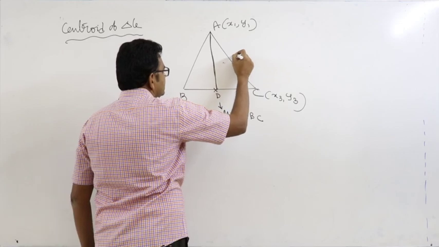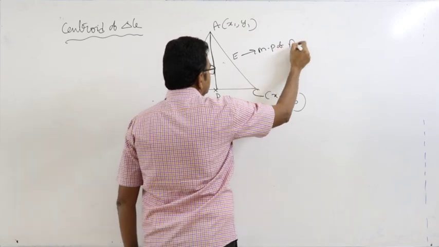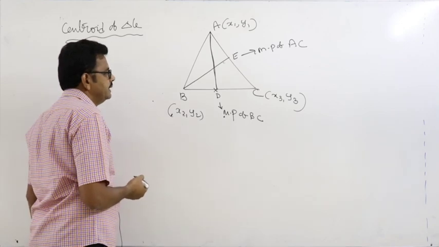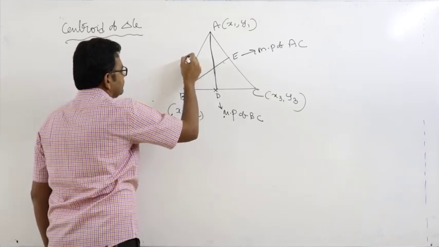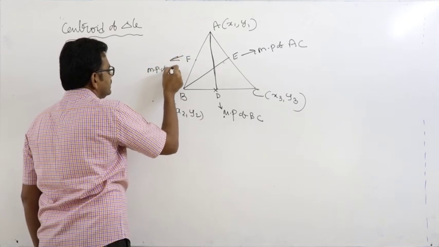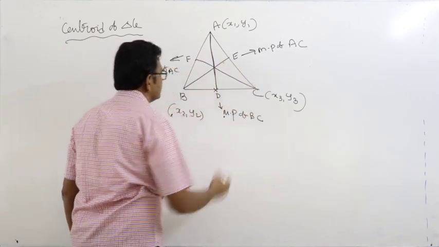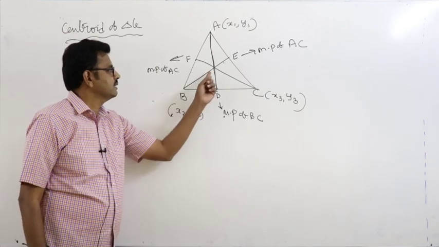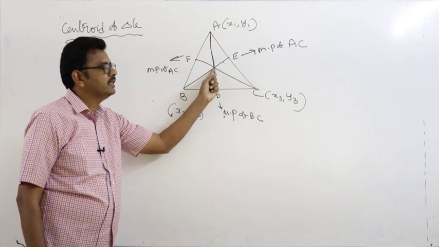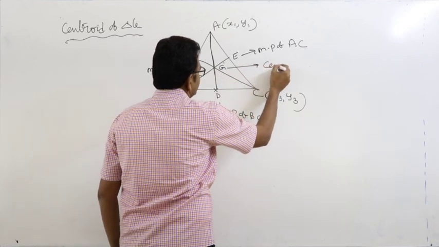And E is the midpoint of AC. The line joining B and E is called median, and this is related to F. F is what? Midpoint of AC. So, this is median. The point of intersection where the three lines meet at a point is called centroid of triangle and it is denoted by G. So, this is centroid.